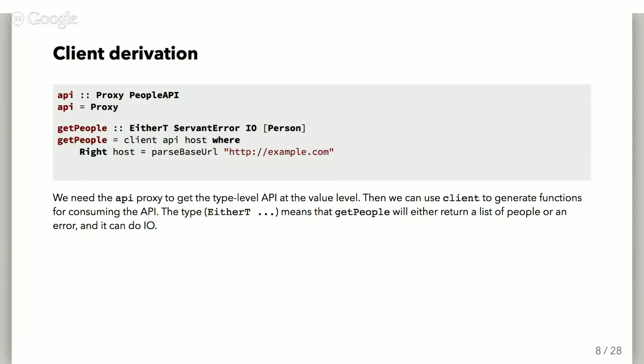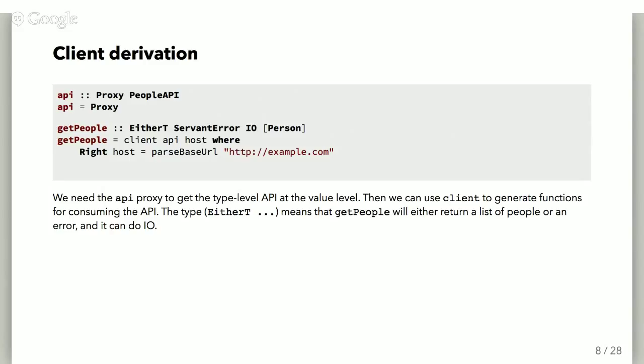All right, so that reads either servant error or person wrapped in the IO monad. Not quite. It is wrapped inside the IO monad. You will either get a servant error or a person or a list of people. So yeah, the order is a little difficult to read. This isn't something that Servant has done. This is another library. EitherT stands for either transformer.